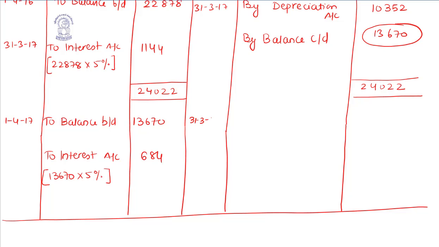Now 31st of March 2018 over here also, to interest account 684, and depreciation is calculated on 31st of March 2018, that is year end. By depreciation account, the amount of depreciation will be same, 10,352. Let us do the totals quickly. On debit side 13,670 plus 684.